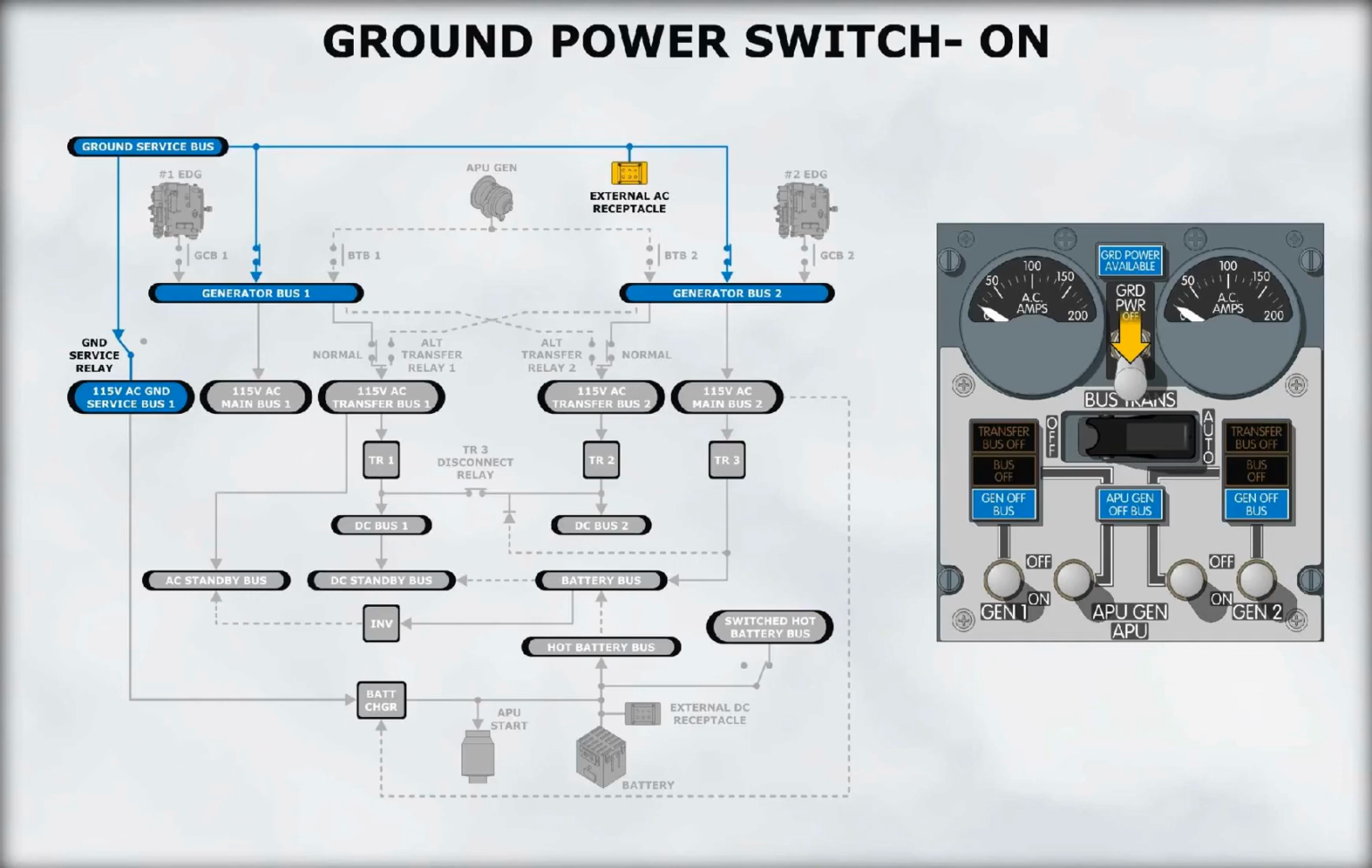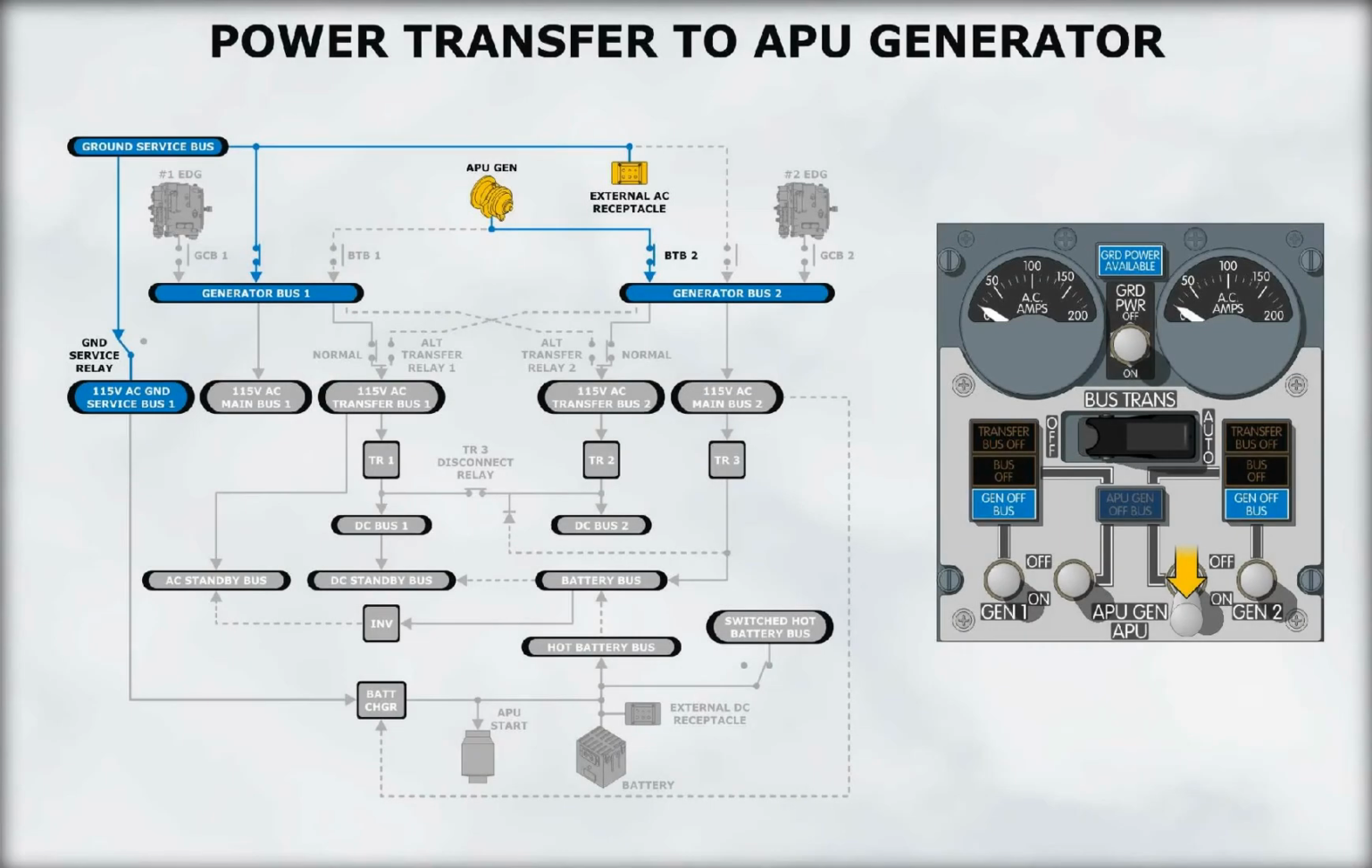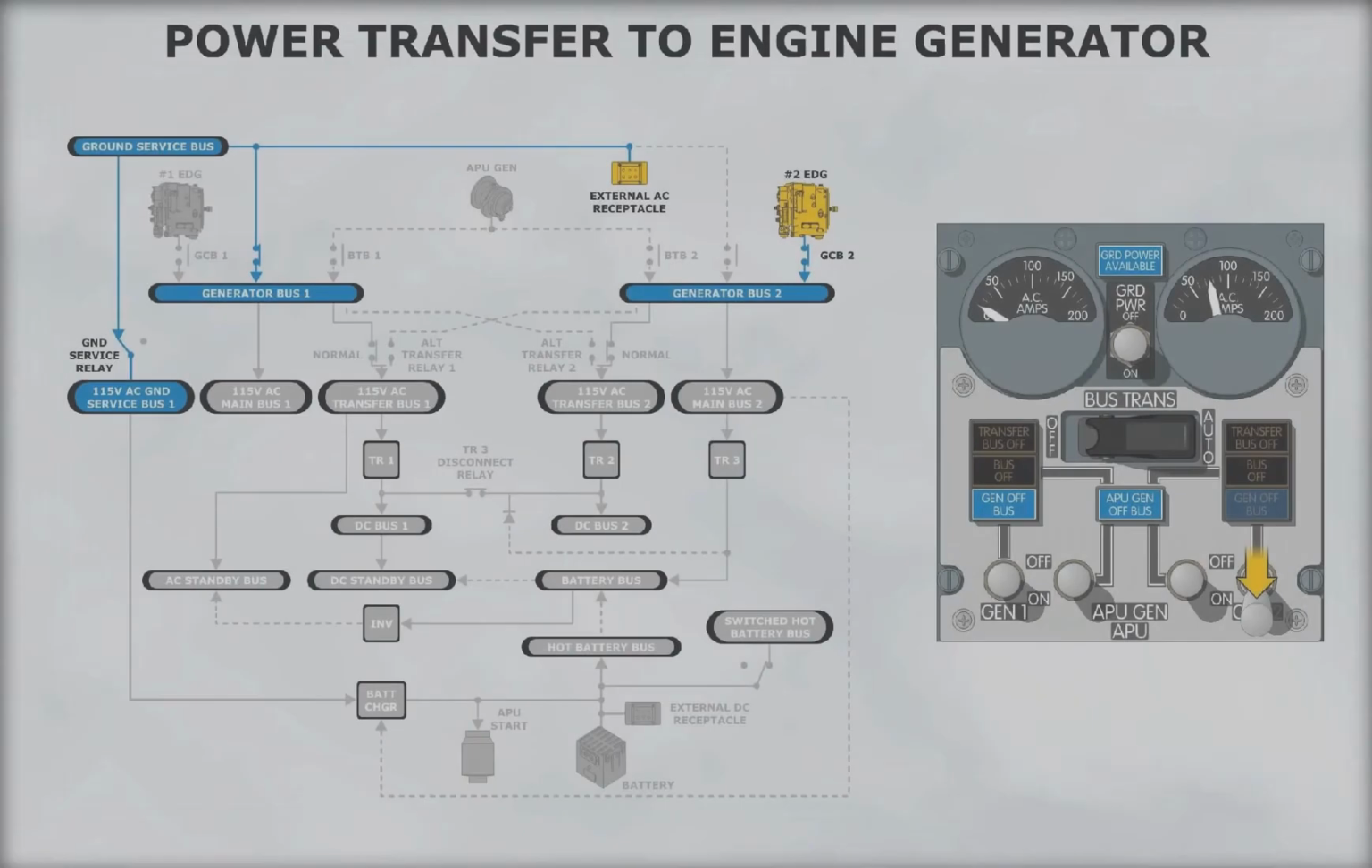GPU output is checked by a bus protection panel. This action also removes any previously connected power sources from both generator buses. If the APU is available and connected to the generator bus, the opposite generator bus will remain powered by the ground cart. This permits a no-break power arrangement for the electrical buses when transferring from external power to the APU generator.